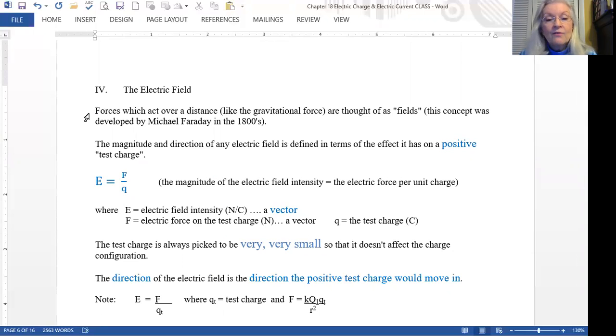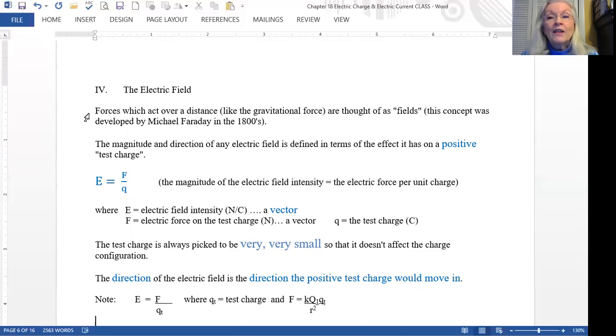Gravity produces a force field. There are magnetic force fields. There are electric force fields. You hitting a golf ball is not a force field. That's a contact force. You have to make physical contact for the ball to move. All right, and we have Faraday to thank for the concept of a force field, for forces acting over distances. The magnitude and direction of your electric field is going to be defined in terms of the effect it has on a positive test charge. So by definition, in physics, a test charge is going to be positive. It'll have another qualifier on it in a minute.